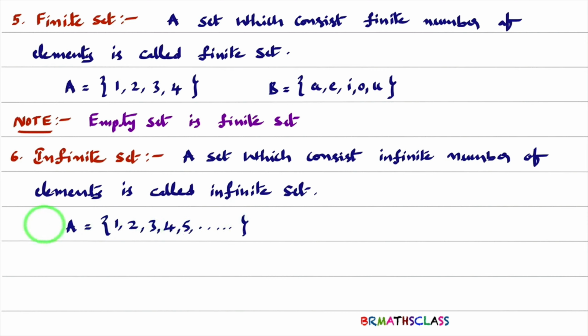How many elements present in set A? Infinite number of elements present in set A. That's why this set is known as infinite set. Similarly, if I consider collection of all prime numbers 2, 3, 5, 7 like this. Collection of all prime numbers is a finite set or infinite set? You observe here how many number of elements are present in set B. Finite number of elements or infinite number of elements? Infinite number of elements present in set B. So these are the examples for infinite set.